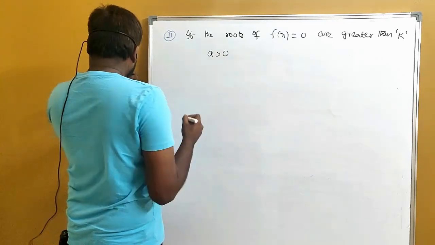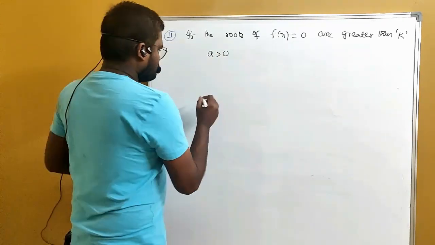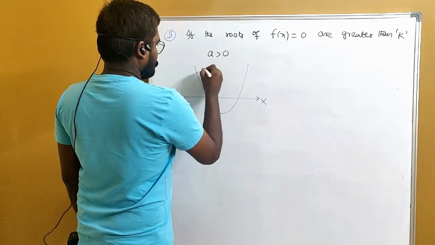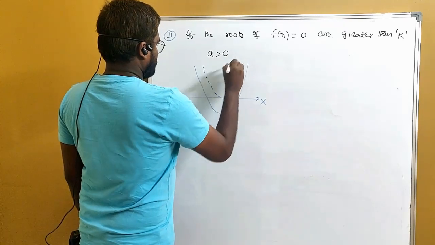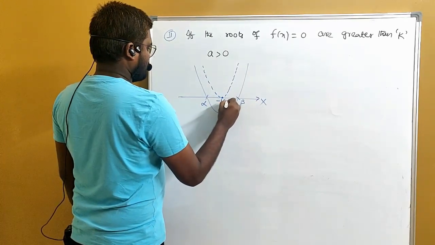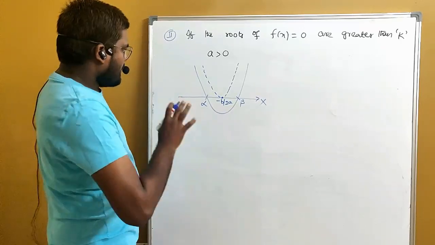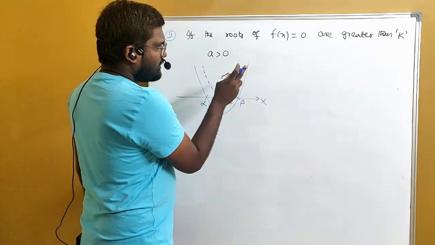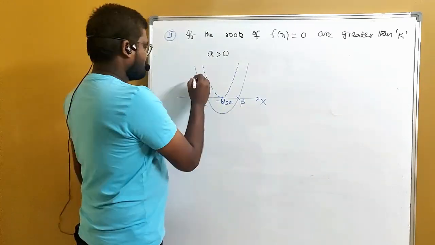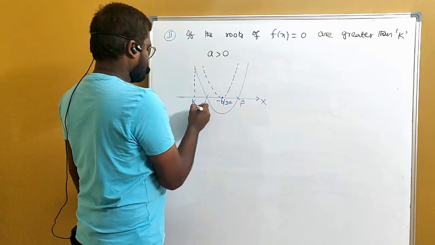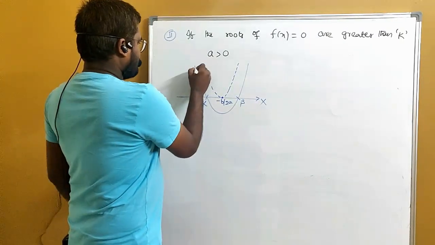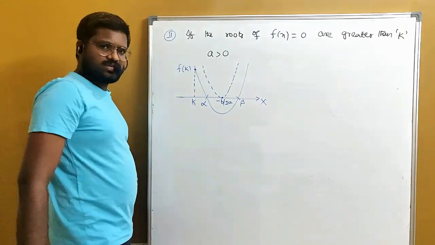First thing, if a is greater than 0, this is x-axis. Maybe d greater than 0 or d equal to 0. Both roots alpha and beta. Now this will be minus b by 2a, isn't it? Now I said roots of this quadratic equation are greater than k. That means the number k is less than the roots of this equation. So definitely k will be on the left side of these roots. In the previous case, k is on the right side of these two roots. So definitely here this is f of k.